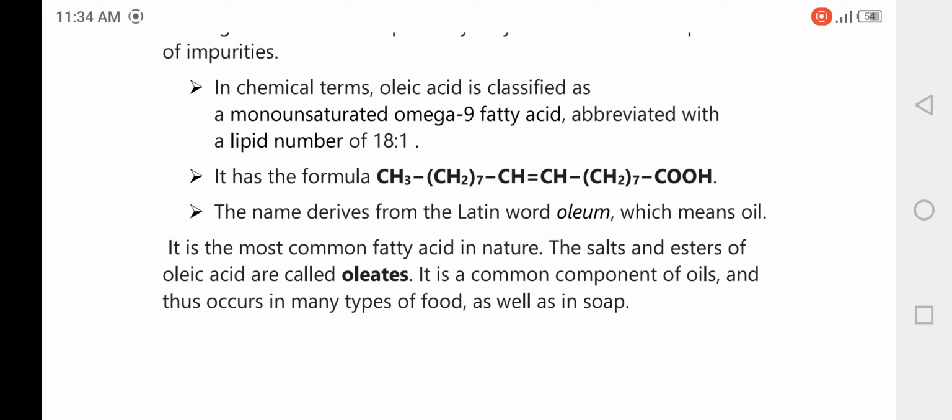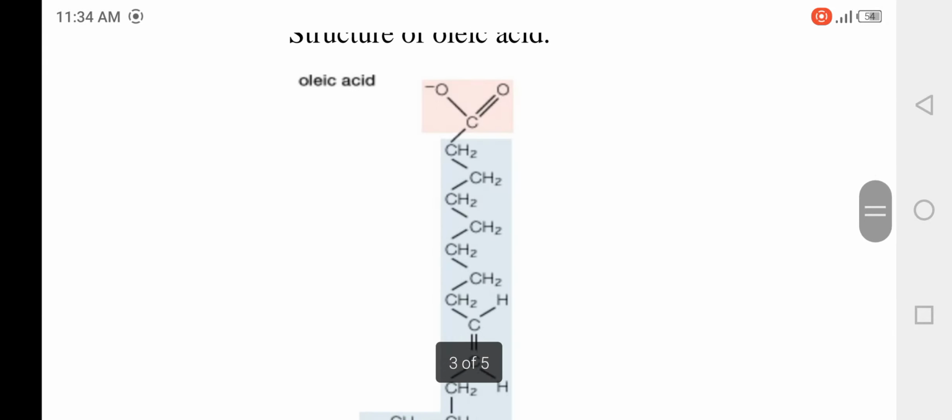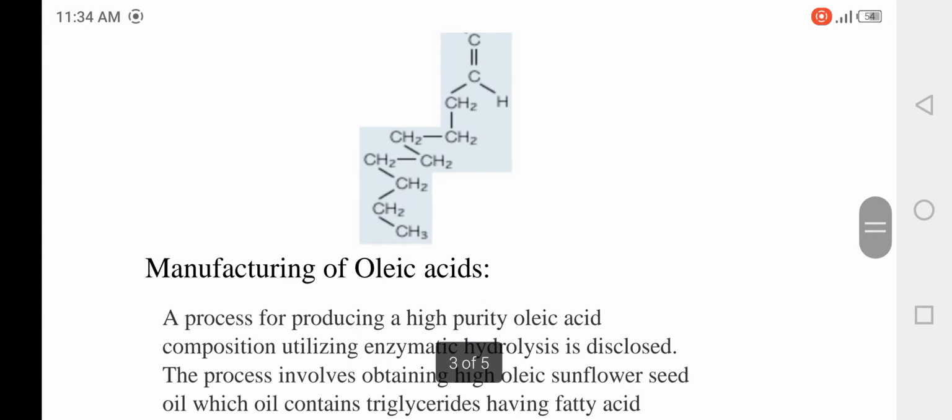The name derives from the Latin word oleum, which means oil. It is the most common fatty acid in nature. The salts and esters of oleic acid are called oleates. It is a common component of oils and thus occurs in many types of food as well as in soap. This is the structure of oleic acid.